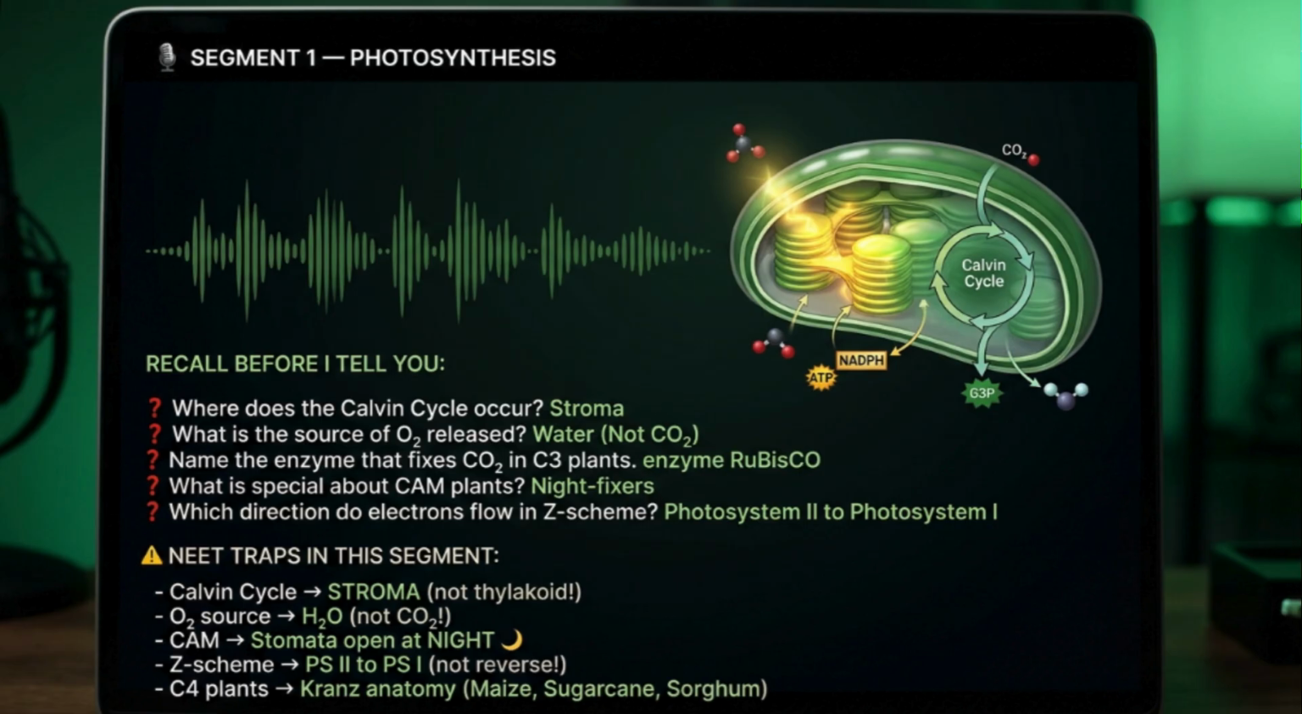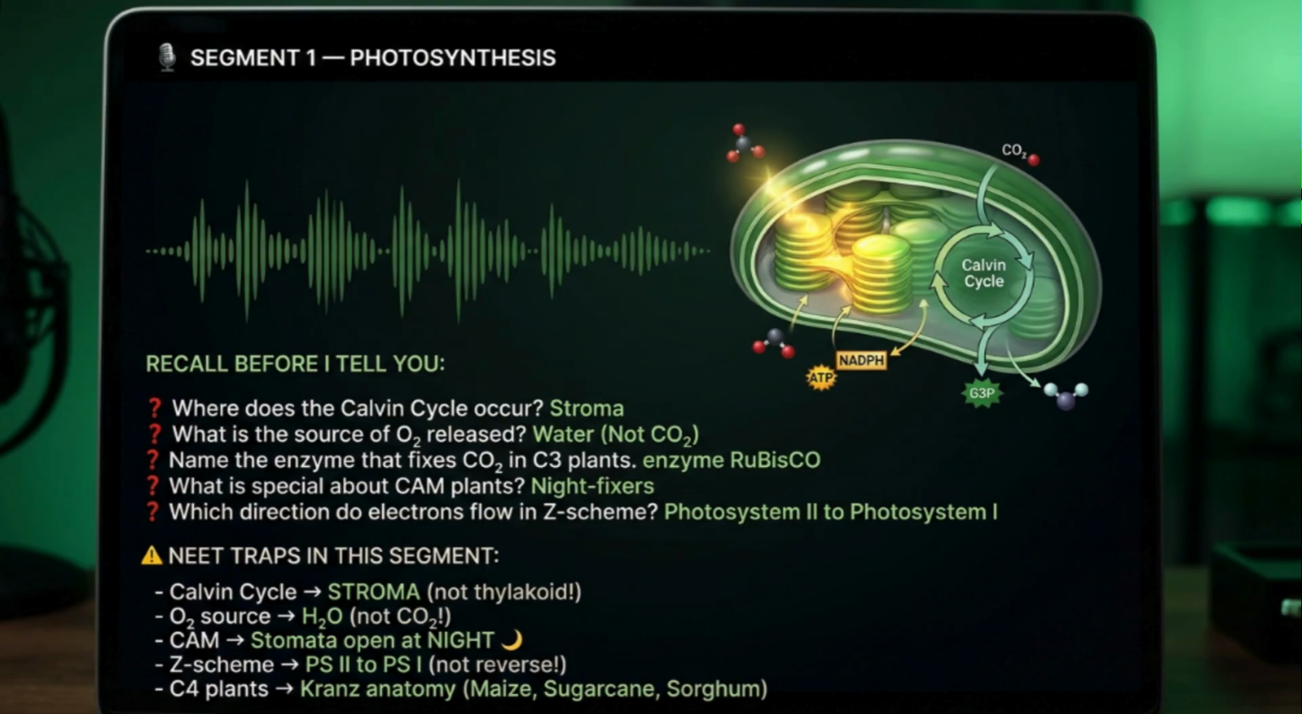Now, another recall challenge. What is the source of the oxygen released during photosynthesis? Think about it before I answer. It is water, not carbon dioxide. The process is called photolysis of water. Light energy splits water molecules into hydrogen ions, electrons, and oxygen. The oxygen is released as a byproduct. This is called the Hill reaction, and NEET has tested the source of oxygen multiple times.